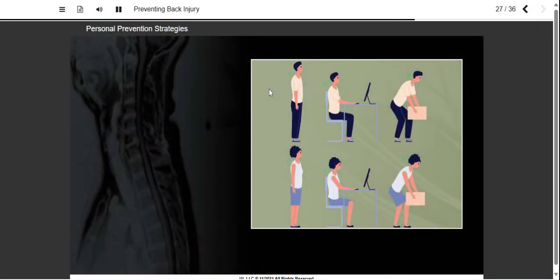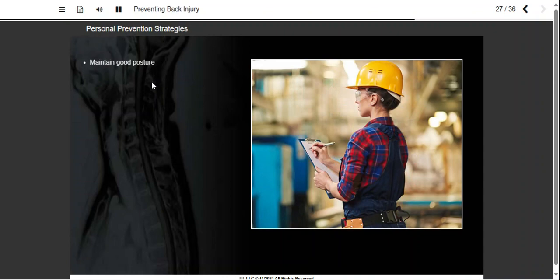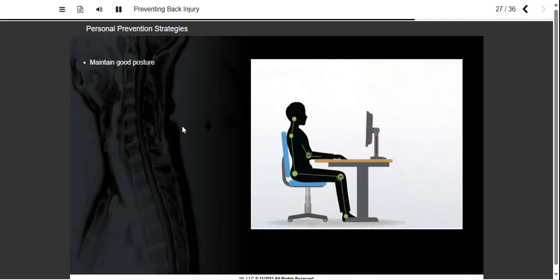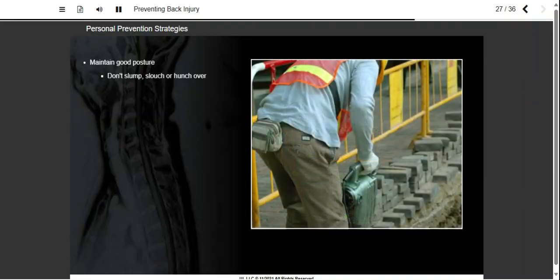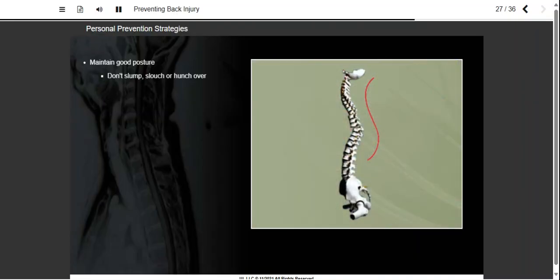You are the third and most important preventive measure in reducing your risk of a back injury. That's because you have great control over many of the risk factors that could lead to back injuries. First, maintaining good posture when sitting or standing on the job can have a great effect on the maintenance of your back. Sit up straight at tables and desks so that you do not slump or slouch. When standing, don't hunch over. Remember the natural S-curve that keeps your body weight evenly distributed.